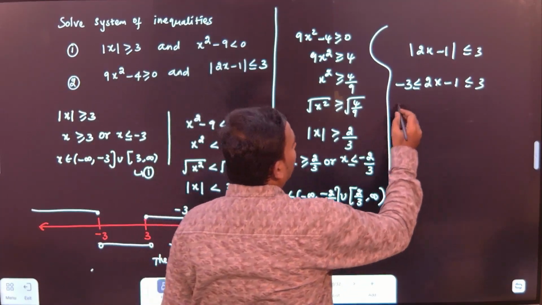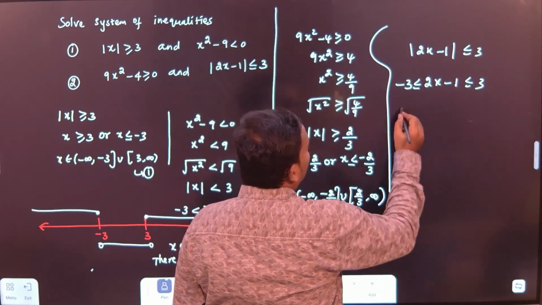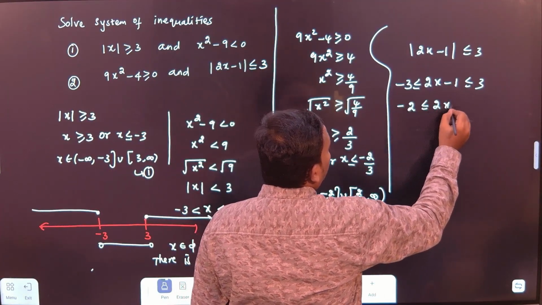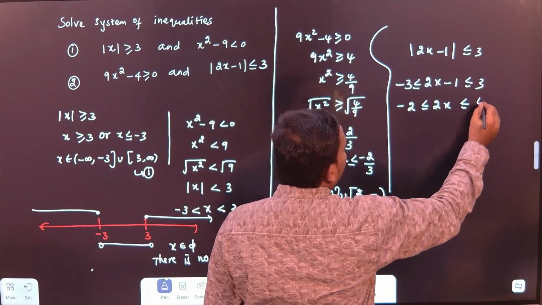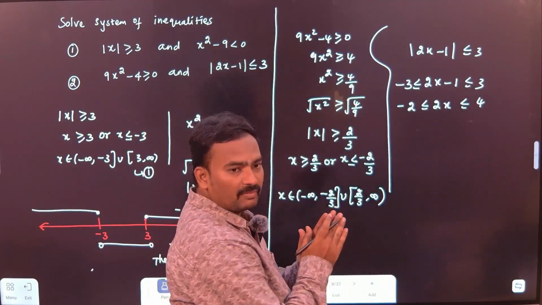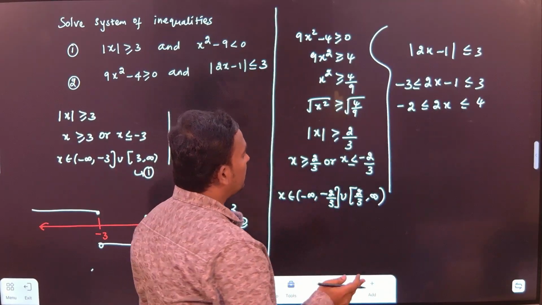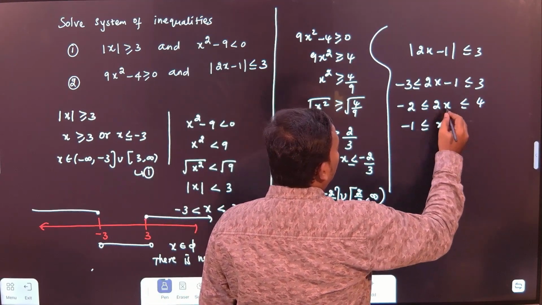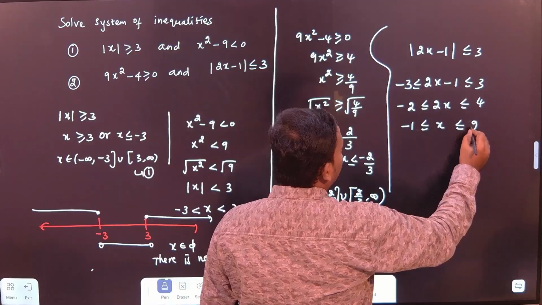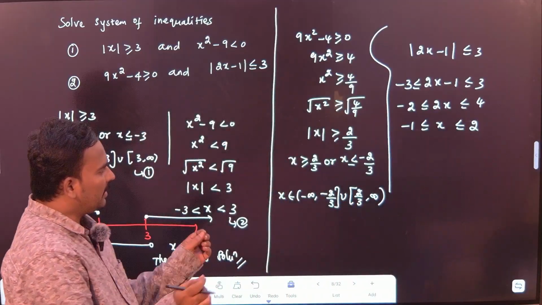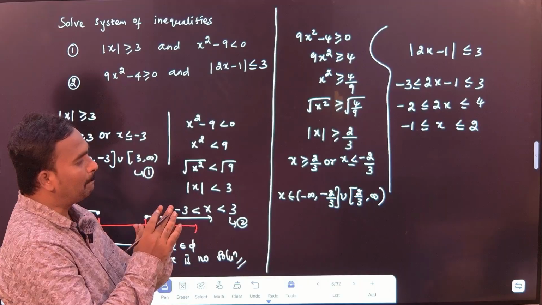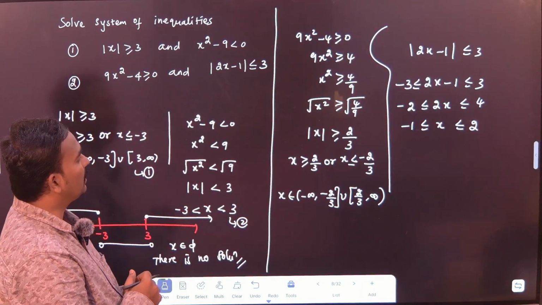Add 1 to both sides: −3 + 1 is −2, so −2 ≤ 2x ≤ 3 + 1, which is 4. Now divide by 2 on both sides: −1 ≤ x ≤ 4/2, which is 2. So x is from −1 to 2. This is the complete solution of the second inequality.